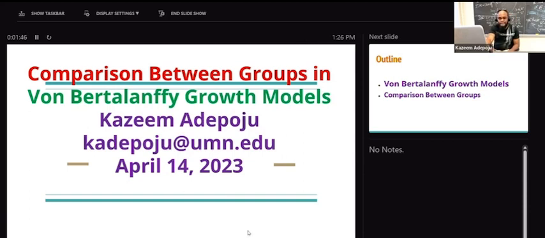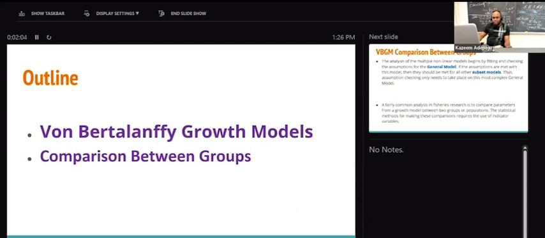But today, we're still going to talk about the Bertalanffy model, but how do we compare groups, two different groups, using the Bertalanffy growth model? That's going to be the focus today. So, in the outline, I'll review the Bertalanffy growth model. Then we're going to go straight to the business of comparing groups using the Bertalanffy growth model.